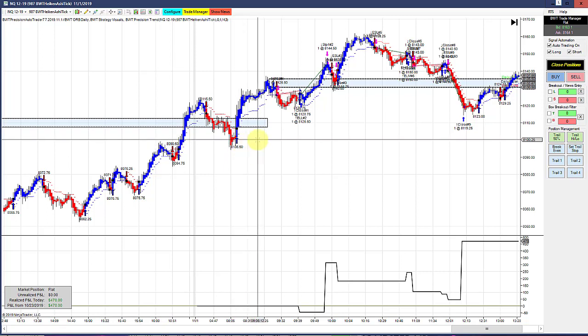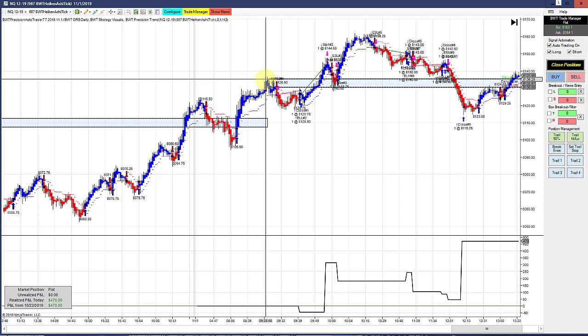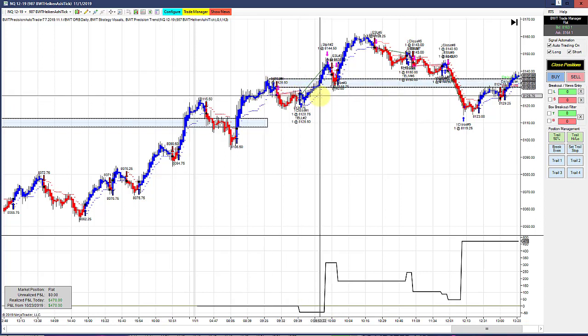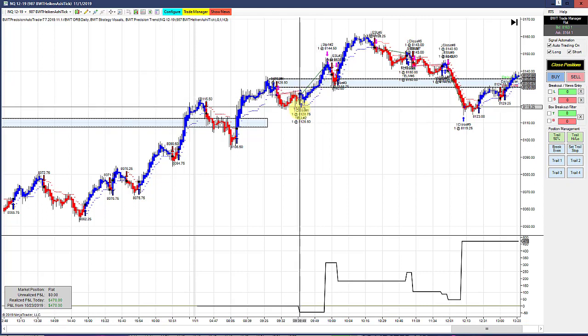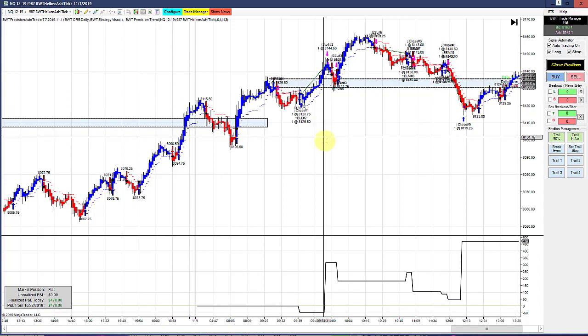Then the thing to do is to buy the first pullback or take the breakout of the market structure high here, which came in at a little bit before 10 o'clock or so. So this is the NASDAQ on live sim on the 987 tick, and of course this did pretty good today.